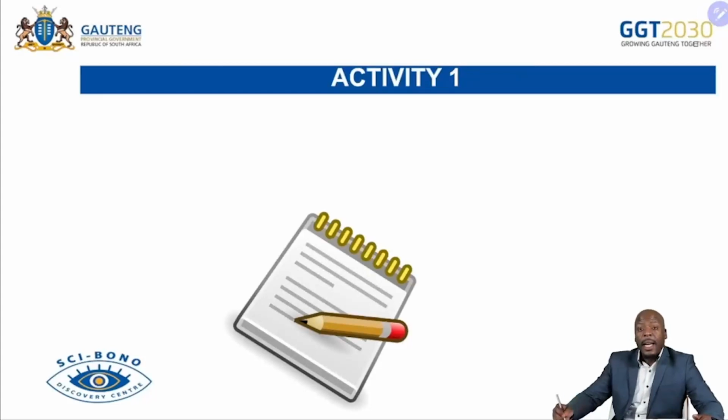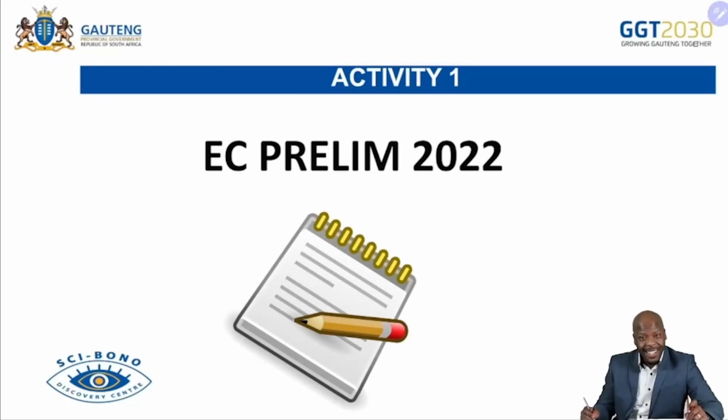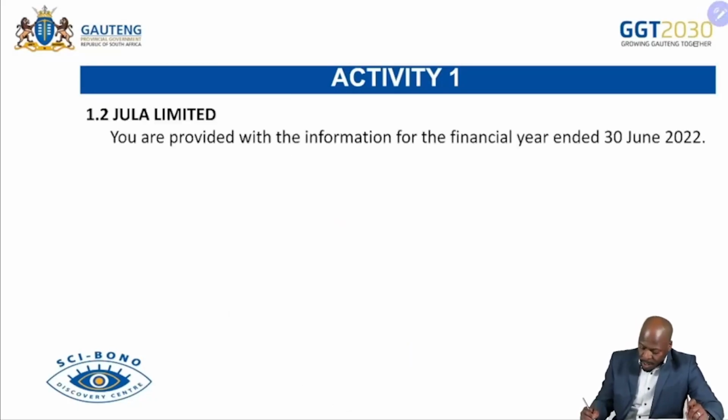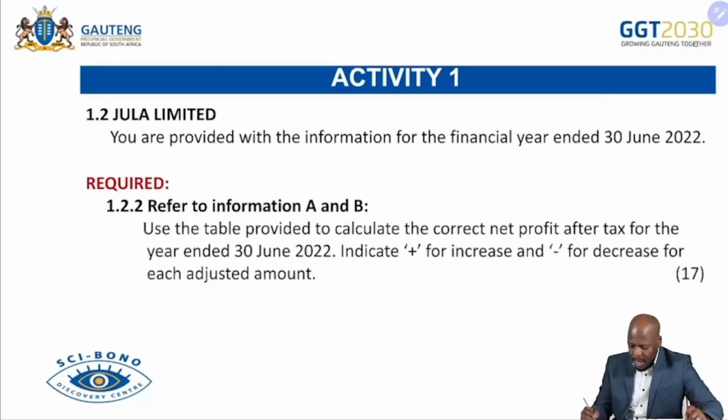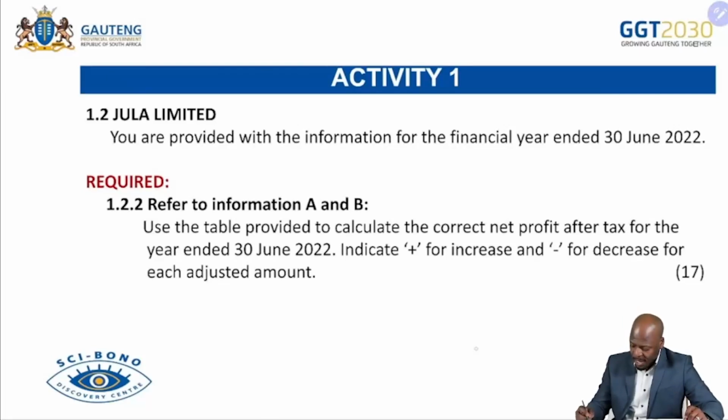Now, I want you to look at some of the past papers that you might be having. All right. If you're ready, let us start. Now, I'm going to be focusing on question 1.2. All right, as you can see on your screen, it says you are provided with information for the financial year ended 30 June 2022, and then required. Refer to information A and B. Use the table provided to calculate the correct net profit after tax. So this is what I'm going to be focusing on.